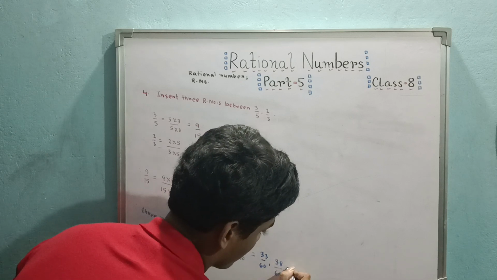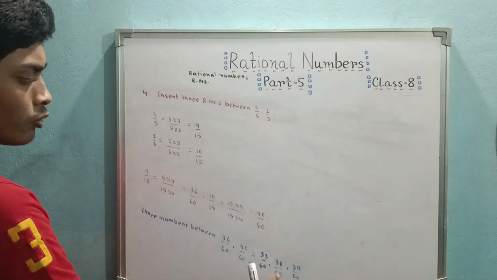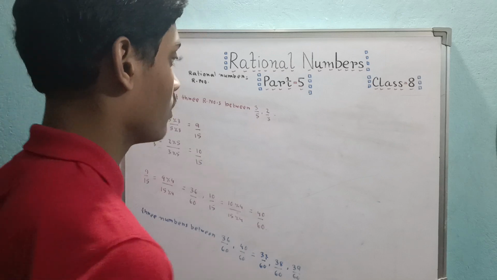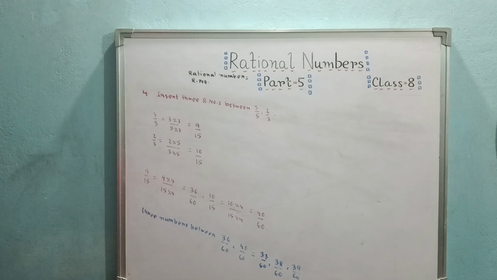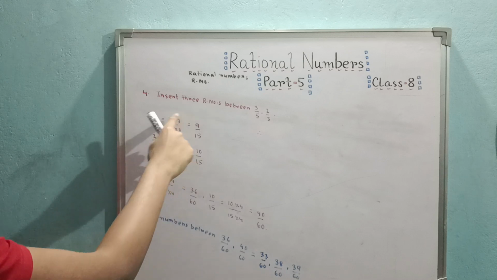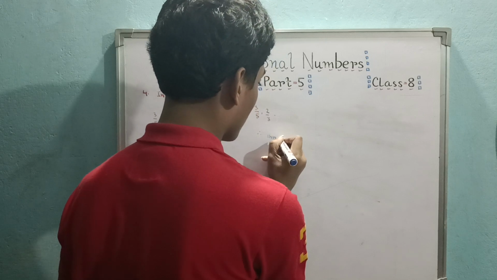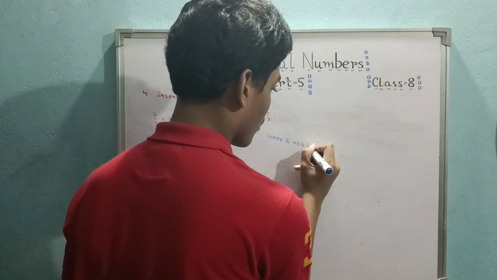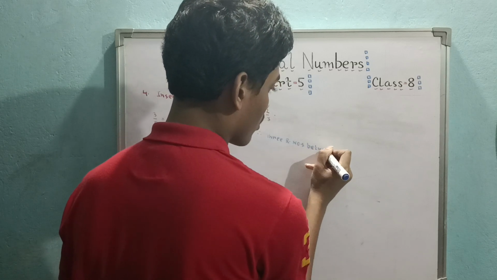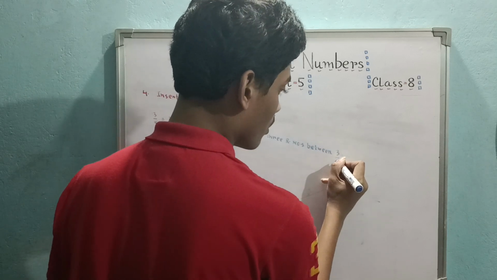So it's going well. Now what do you have to do? I'm writing here. You have to simplify these numbers. Therefore, now 36 by 60 is what? 3 by 5. You can see the back calculation as well here. Okay. Therefore, 3 numbers between 3 by 5, 2 by 3.